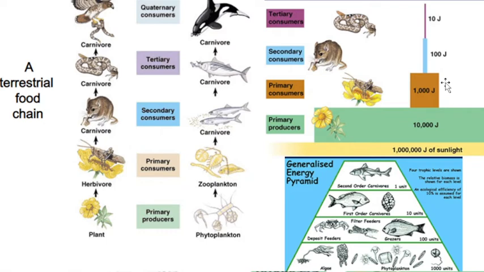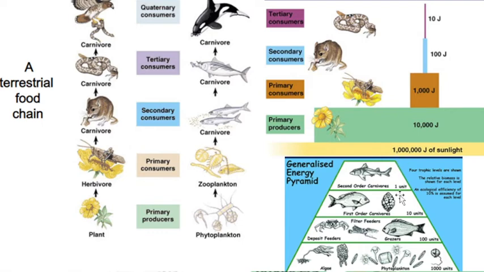Then when the primary consumer is eaten by the secondary consumer, the same thing is repeated: 10% of 1,000 joule, that is 100 joule, will be available with the secondary consumers. Are you getting my point or not? So in this way, from the previous trophic level to the next trophic level, only 10% energy is passed. This is known as the 10% rule, and this rule was proposed by an ecologist known as Lindemann.